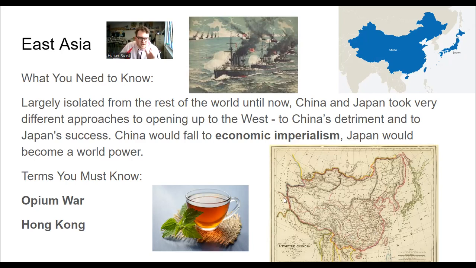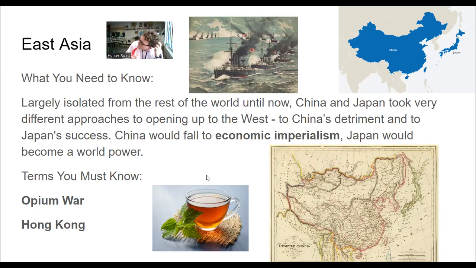So there are a couple of major big things that happened in East Asia during this time period. This is what you need to know. Though they had been largely isolated from the rest of the world until now, China and Japan took very different approaches to opening up to the West. This happens during this unit. China will take a big L and Japan will take a massive win, right? So China will fall to economic imperialism. Japan will become an imperial power.